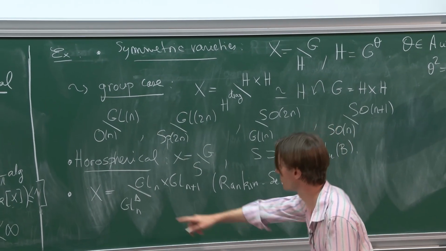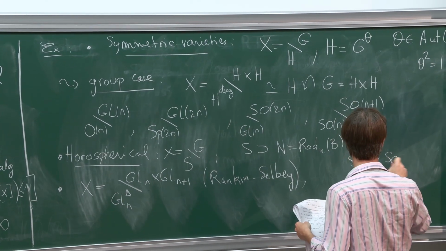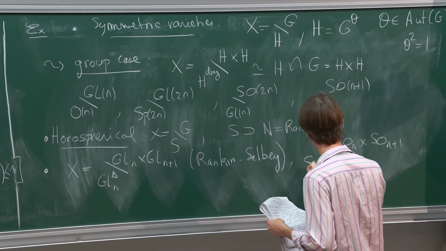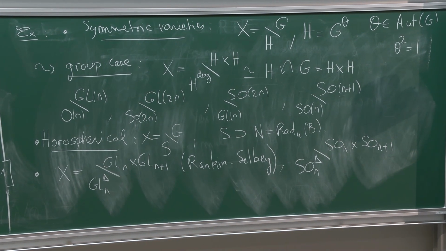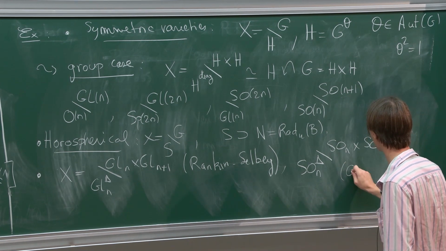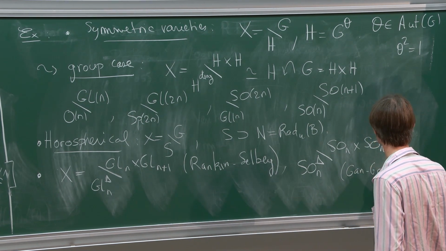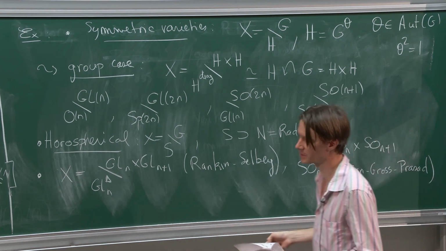And another closely looking example is this. The product of two special orthogonal groups in n and n+1 variables, modulo the diagonal copy of the small one. And this is the Gan-Gross-Prasad variety because this is, as we will see, related to the Gross-Prasad conjecture.